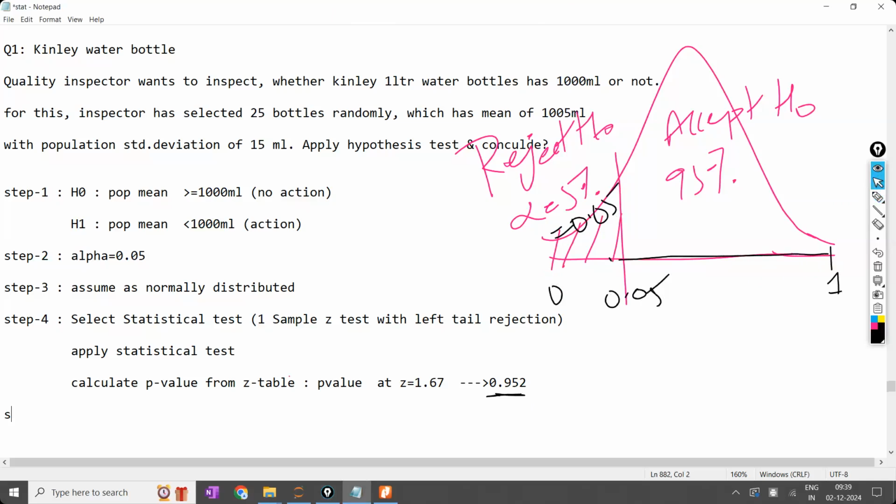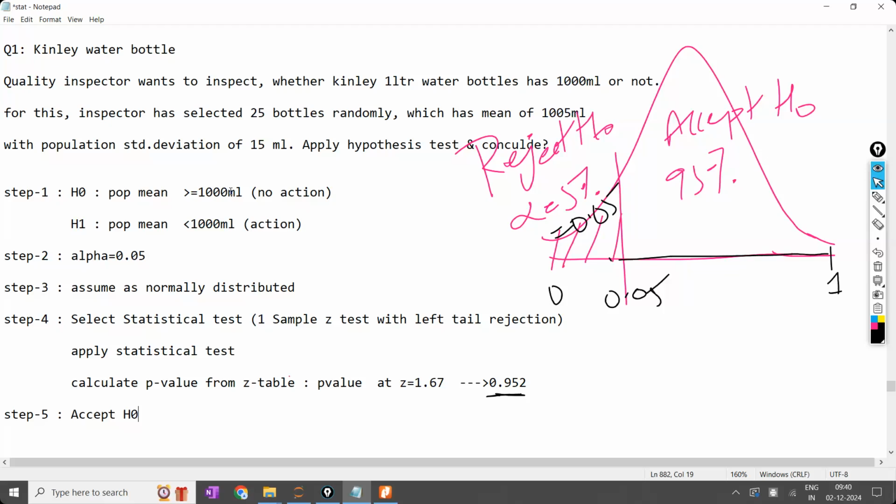Now what is step 5 we have to conclude? Step 5 is whether to accept the null hypothesis or reject the null hypothesis. Accept the null hypothesis. So when I accept the null hypothesis, the mean value is not less than 1000 ml. So is this inspector going to take any action on the company or no action? He is not going to take any action. There is no evidence to prove that the mean value is less than 1000 ml. So he is not going to take any kind of action on them, and he will simply leave that company without taking any action.